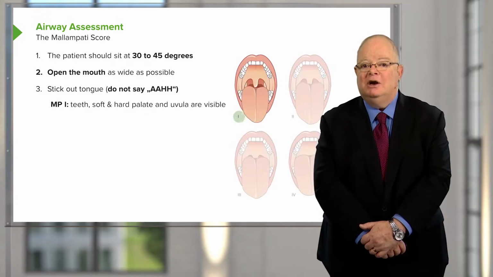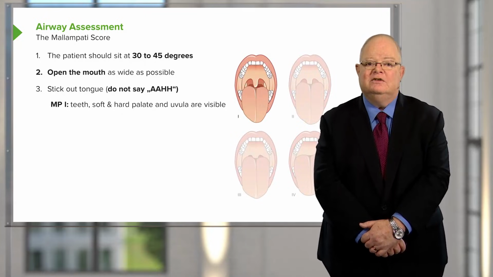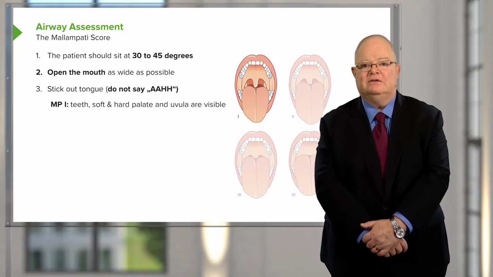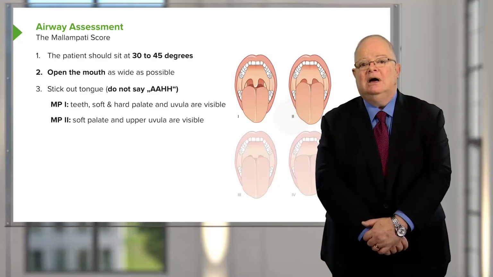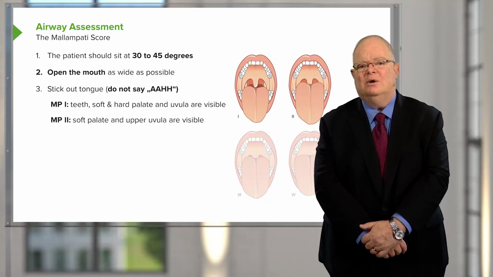If it's a Mallampati 1, you can see all the teeth, you can see the hard palate, the soft palate, the uvula, you can see right into the oropharynx. Mallampati 2, the tip of the uvula gets cut off. It's a little harder to see the oropharynx, but you can still get a pretty good view.